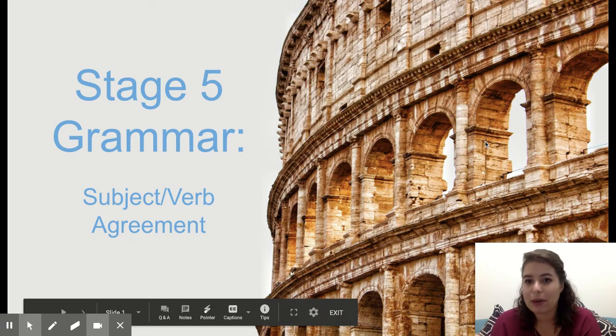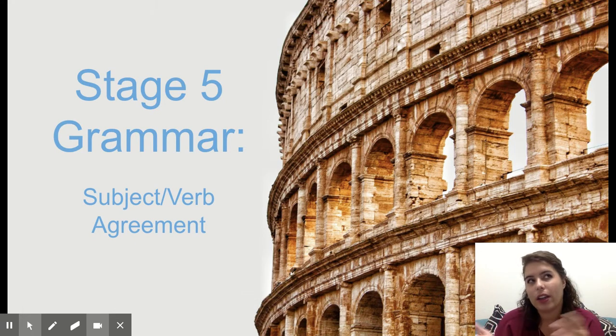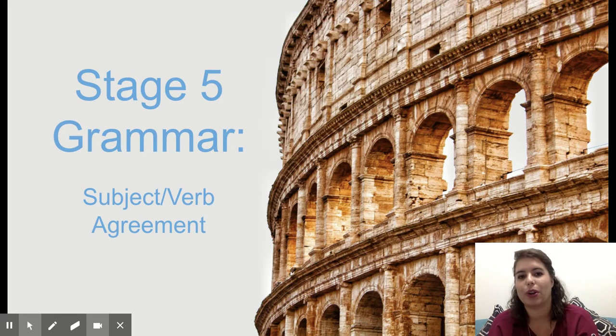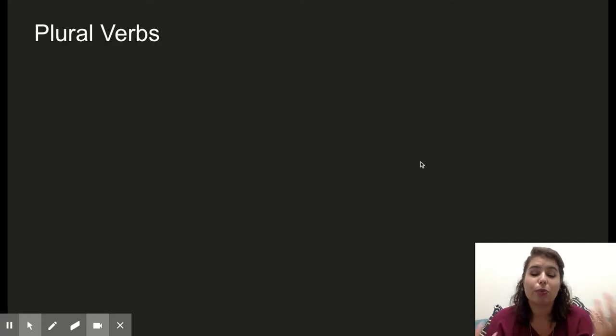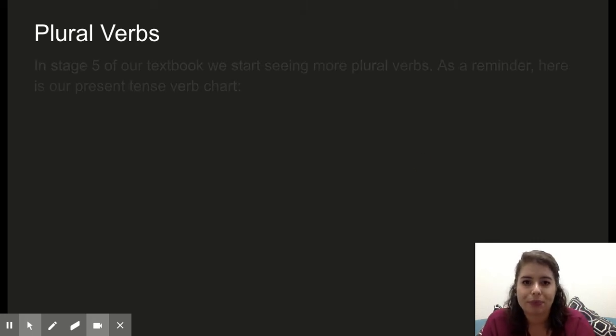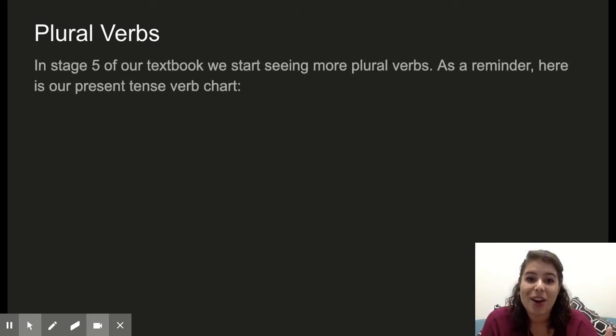All right, so the grammar for Stage 5 focuses on plurals in Latin and then subject-verb agreement. So we're going to talk about that. For plurals, we have plural verbs. In our reviews over the last couple weeks, we've covered all forms for the verbs and nouns, including the plurals. But in Stage 5, it really focuses on those plurals. So just so you know, we will start seeing more plural verbs in the actual passages that we're reading. So it becomes really important to make sure that you know your endings.